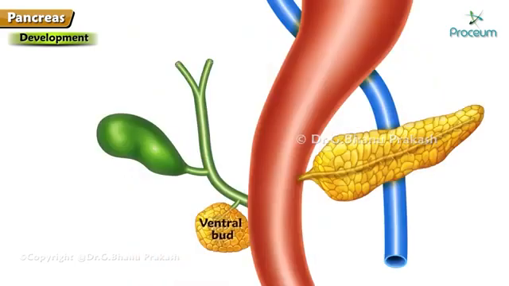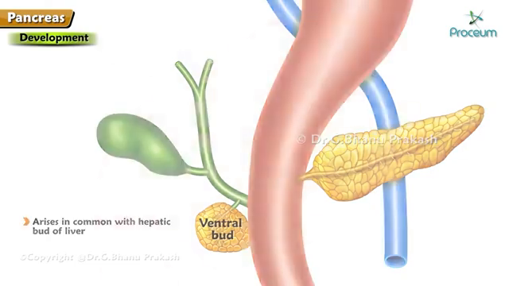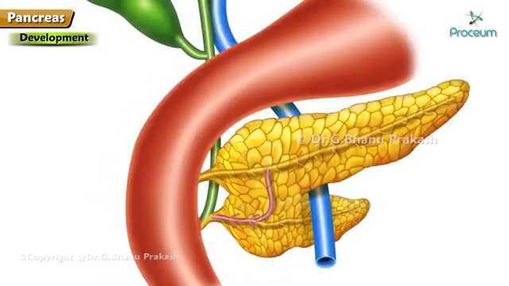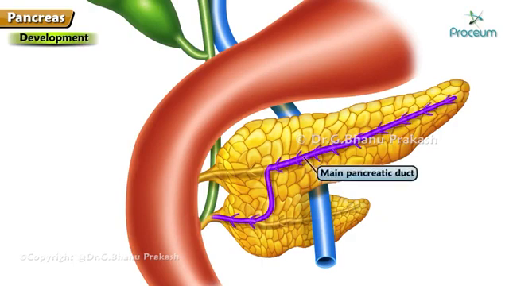Smaller ventral bud. It arises in common with the hepatic bud of the liver and forms the uncinate process and inferior part of the head of the pancreas. The duct of the ventral bud opens into the duct of the dorsal pancreatic bud near its neck and forms the main pancreatic duct, which opens into the duodenum.